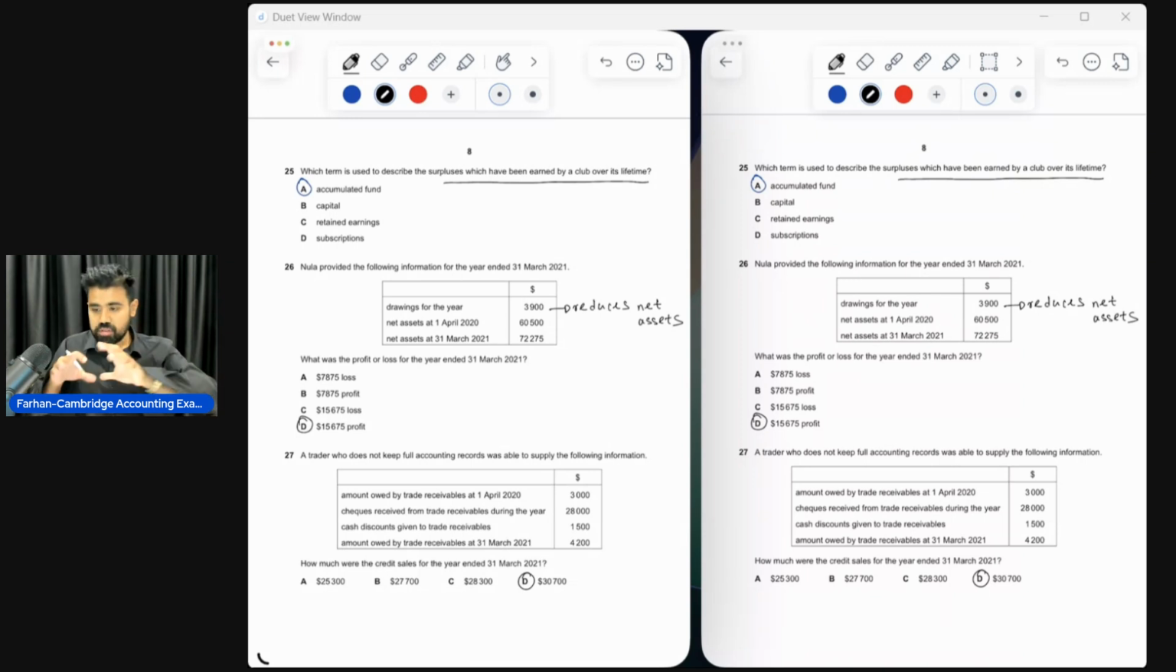So all the surplus or profits that have been generated will be transferred into the accumulated fund. So whenever you're working with clubs or subscriptions, it is an accumulated fund, okay? Which is also the same thing as equity or capital that we have for our business, okay? So it is option A for 25. Now, what about 26?